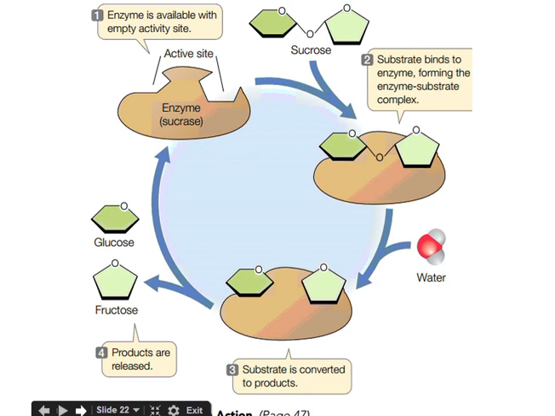Hydrolysis is splitting them up. We can bring in a water to undergo a hydrolysis reaction, and then the two products, the glucose and the fructose, are released, and the enzyme itself is unaffected. So one enzyme molecule can actually catalyze, or break apart, or act on many substrates. Okay?